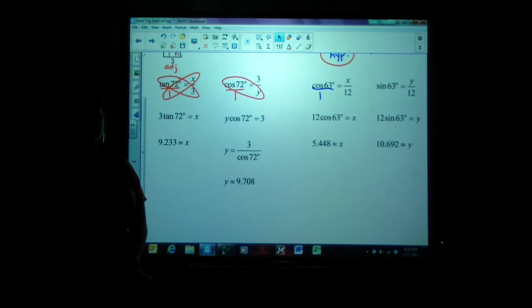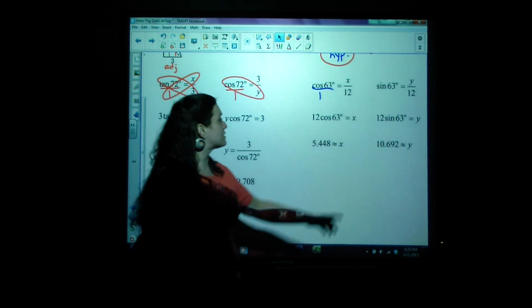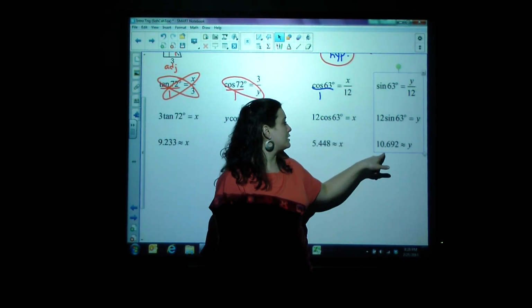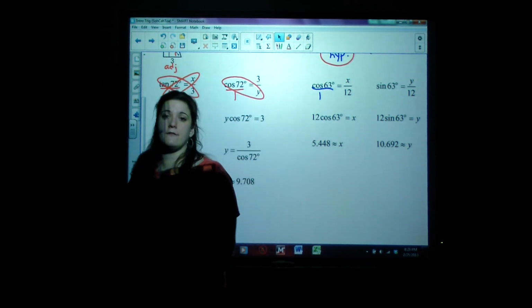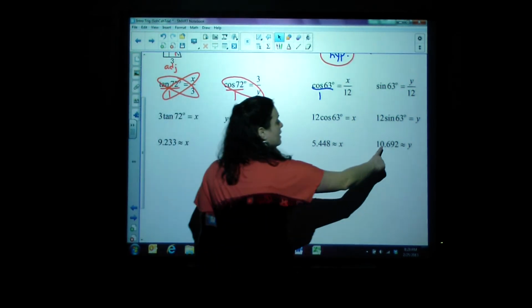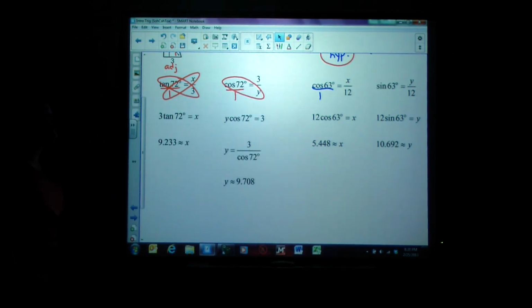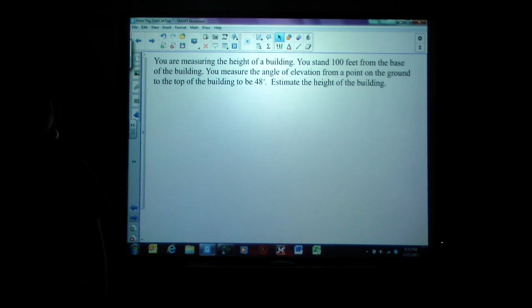Your test may ask you to leave it exact. You might see this number written as your option. They might round it to the nearest whole number, so they'd round to 11, or the nearest tenth. If they round to the nearest tenth, this would be 10.7. Don't forget about your rounding when looking at your answers. Okay, let's try a couple of word problems.